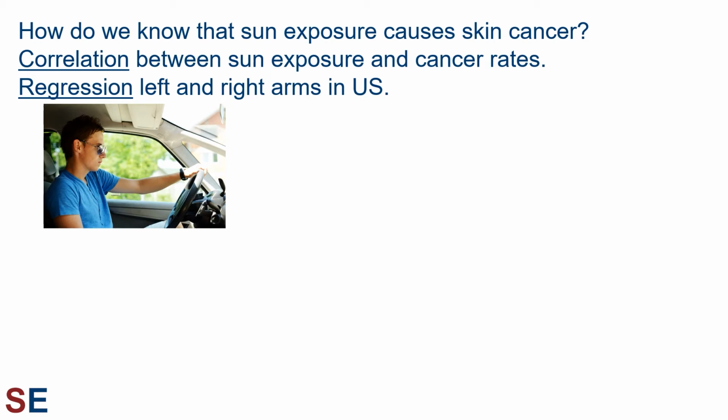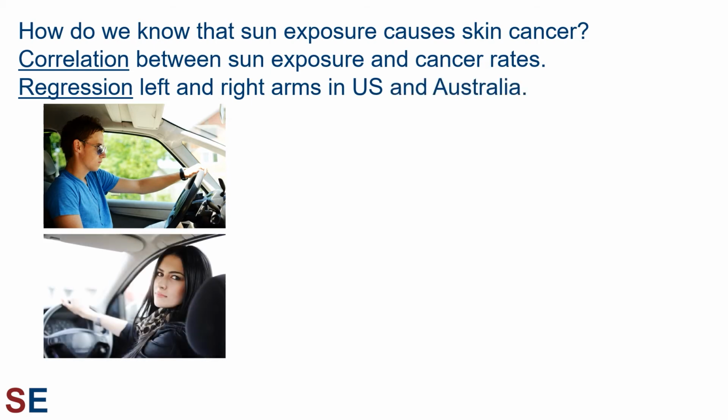But maybe it's just a quirk of humans' left arms. How can we address this? One way is to also look at data from a country like Australia, where people drive on the other side of the road, so now their right arms get more sun exposure than their left arms. Sure enough, it turns out that skin cancer is more common on right arms than left arms in Australia.